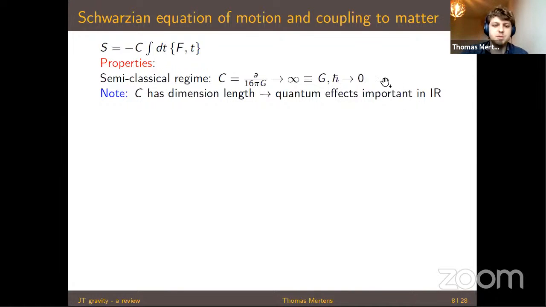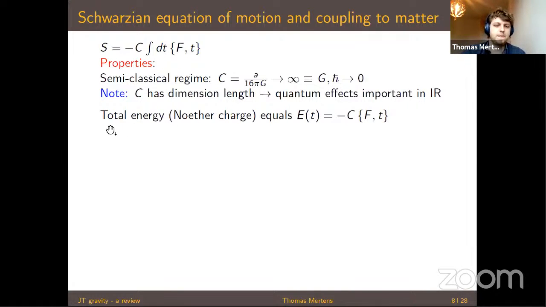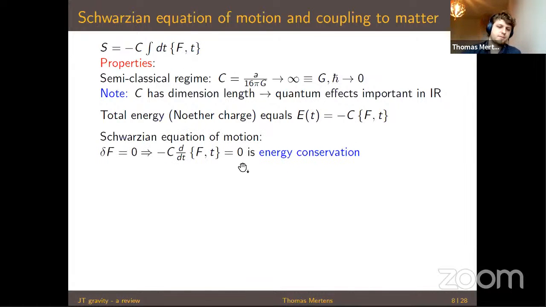So this is something that we will see later on explicitly as well. Now, given this action, you can easily calculate the total energy, or the Noether charge for time translations, and you find the energy as a function of time is just minus c times the Schwarzian derivative itself. So just the Lagrangian is also the energy of this model.